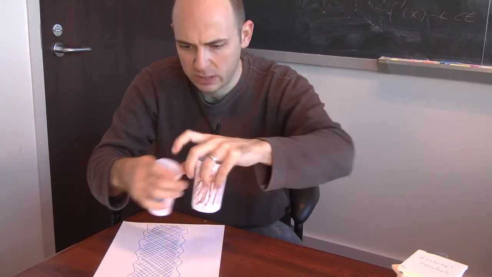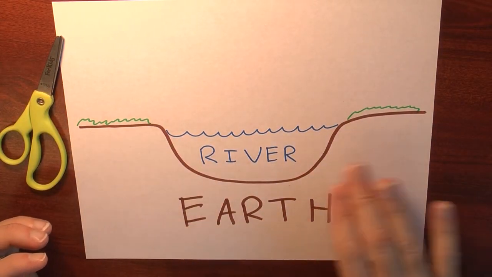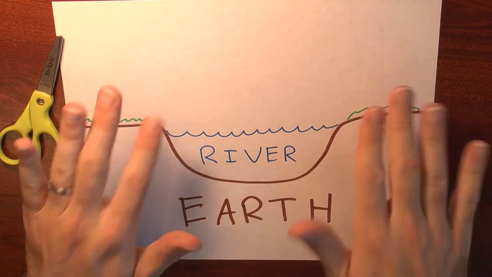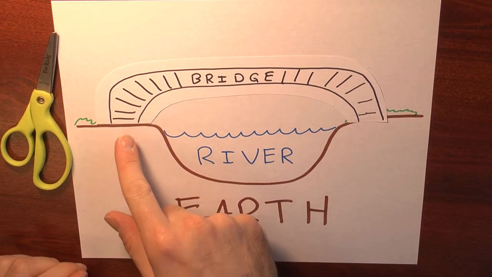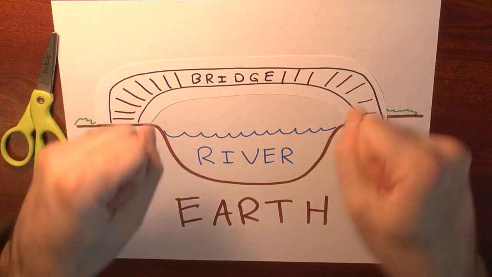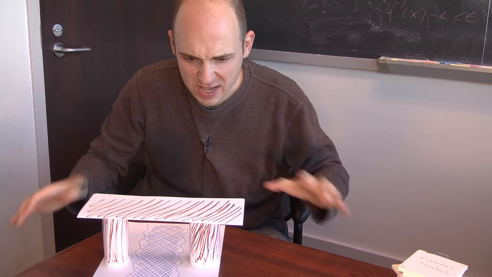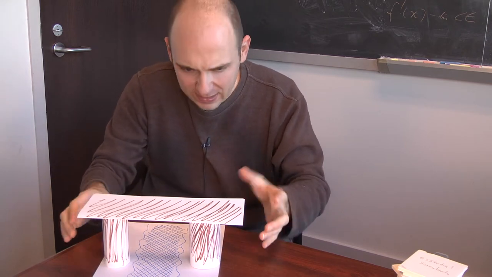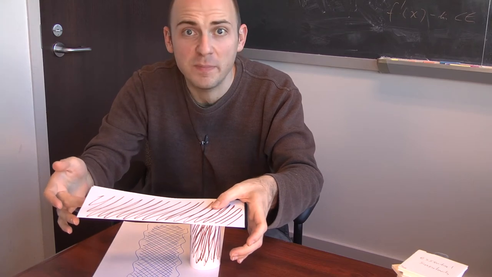Well, I'd probably put a pylon on either of the two banks, and then I'd build the bridge across those two pylons. Here's a diagram. I've got the earth, I've got the river, here are the two banks of the river, and then I can build a bridge that goes from one bank to the other, but it's attached to both banks. But I want to think about a one-sided bridge. Instead of being connected to both banks, I just want to be connected to one of the banks.